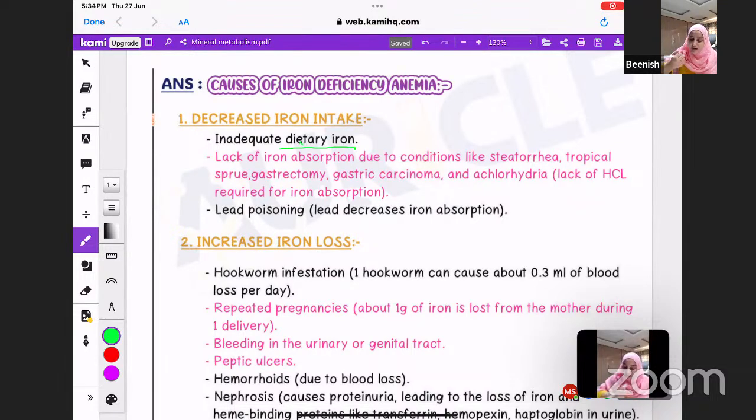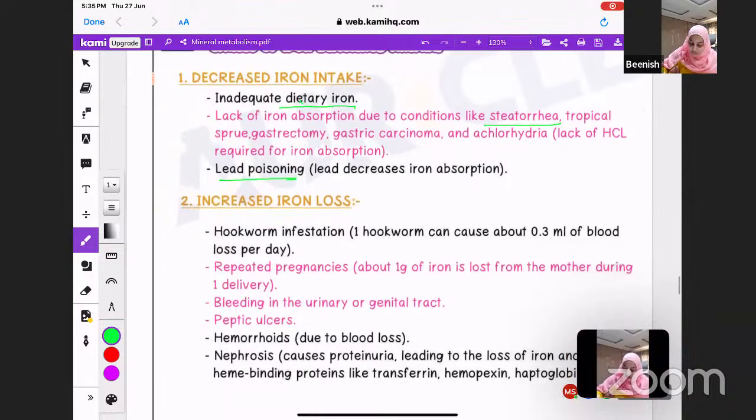Then the other cause can be lack of iron absorption. So either there's inadequate intake or there can be decreased absorption in conditions like steatorrhea, that is, you have excess fat in the stool. Then tropical sprue, that is again a malabsorption syndrome. Gastrectomy, that is a part or all of your stomach is removed. So that is going to lead to decreased HCl. So again, your iron absorption is going to be affected. Then gastric carcinoma or a condition known as achlorhydria, where there is lack of HCl required for iron absorption. Then lead poisoning. We've also discussed this, that in case of lead poisoning, this lead is going to compete with DMT and lead to decreased iron absorption. So these are the various causes of decreased iron in the body.